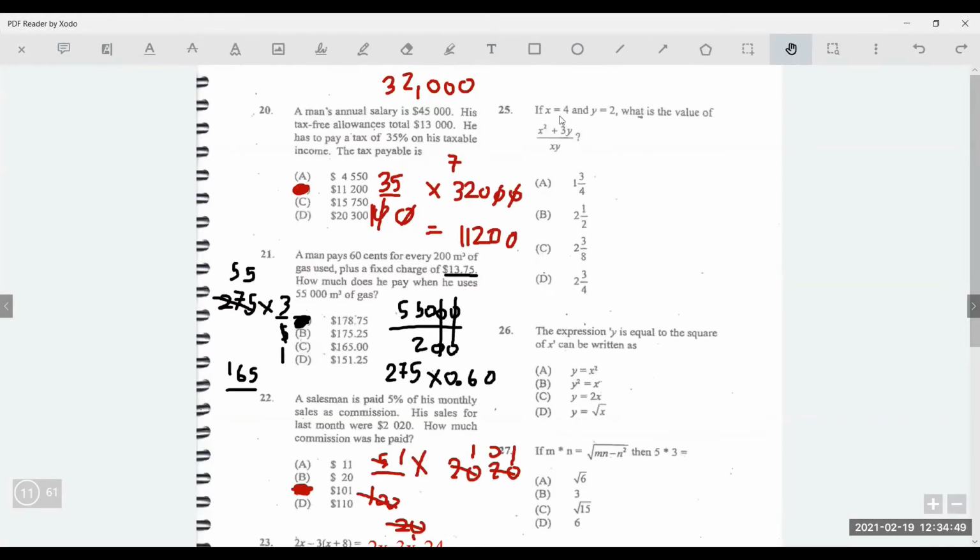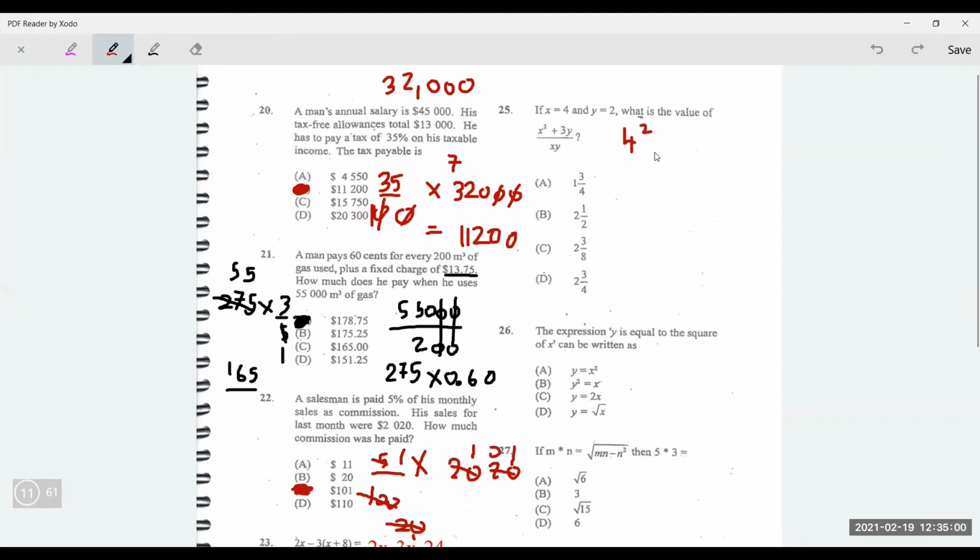Question 25. If x equals 4 and y equals 2, what is the value of this statement? Replace x with 4, so you're working out 4 squared, plus replace y with 2, you have 3 times 2, over x times y. X times y is 4 times 2, which is 8. So 4 squared is 16. 16 plus 6 is 22. So you get 22 over 8. I can simplify by dividing both by 2. So I get 11 over 4.